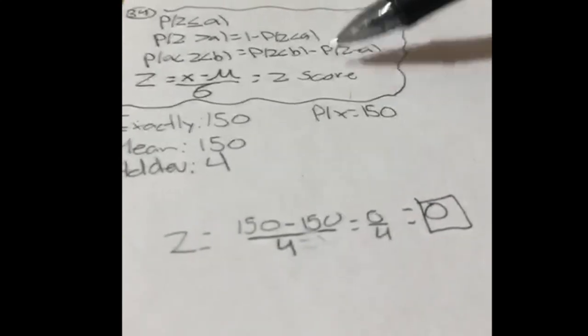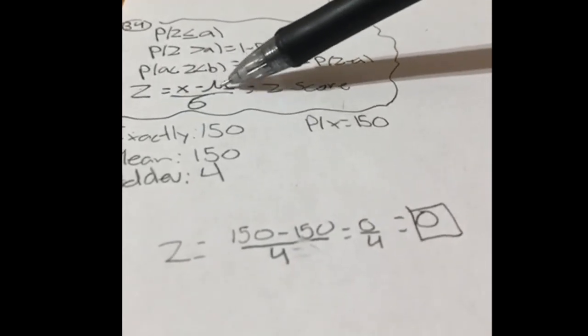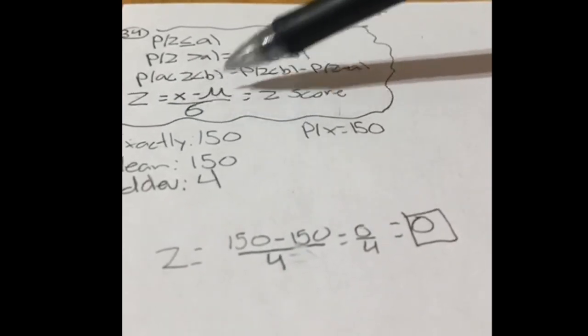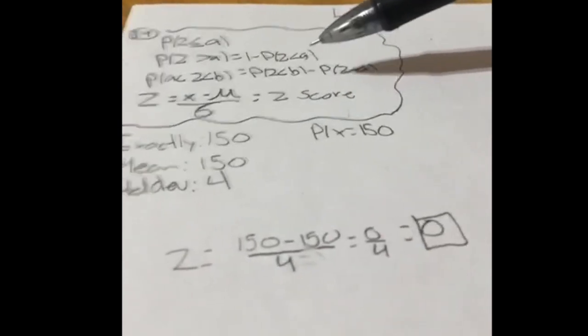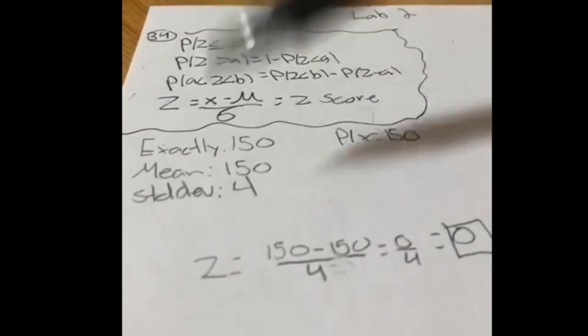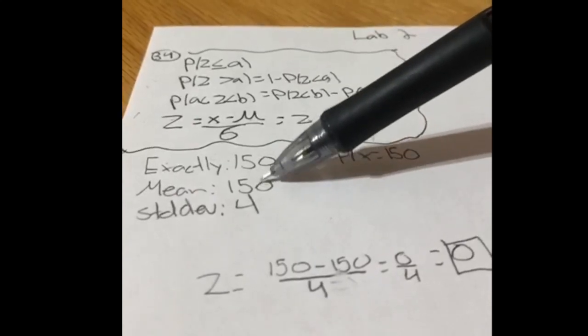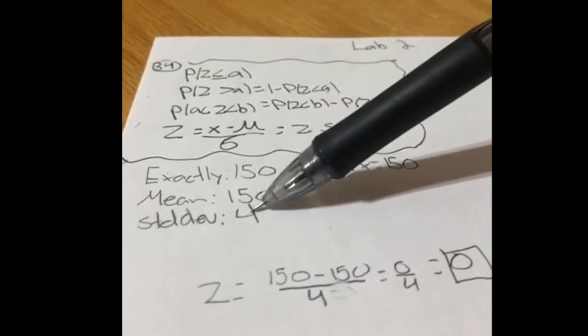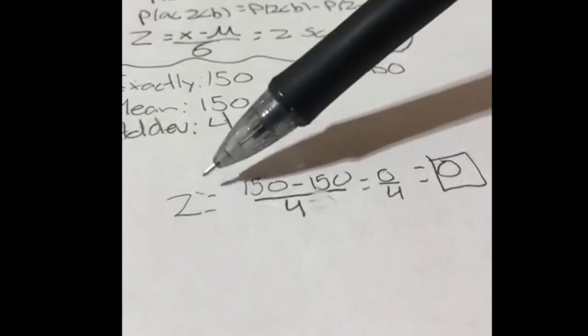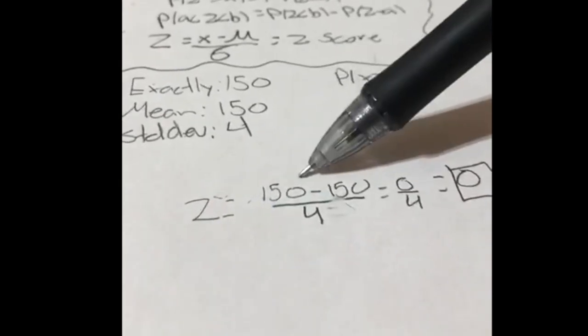So in this problem, we have these formulas, but we're going to use this one, that is z equals x minus mu over sigma, that's the z-score. So in the problem, we got that the x is 150, the mean is 150, and the standard deviation is 4. So it's going to be z equals 150 minus 150 over 4, and that equals 0.